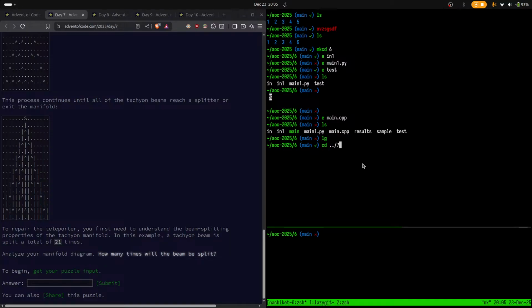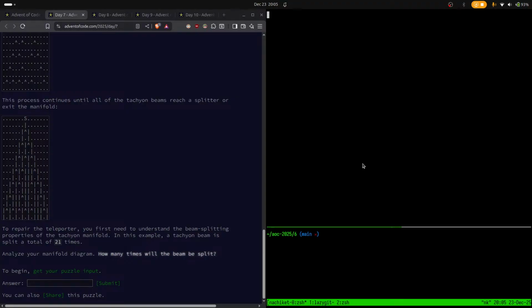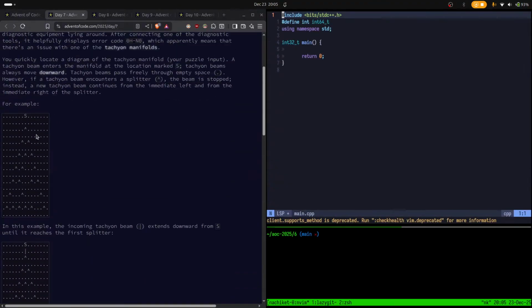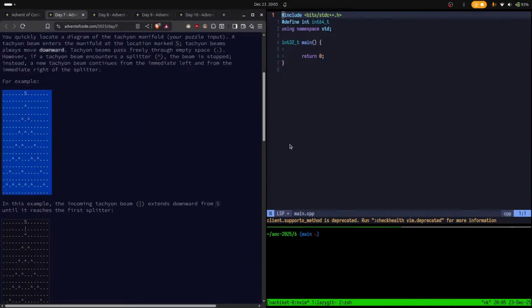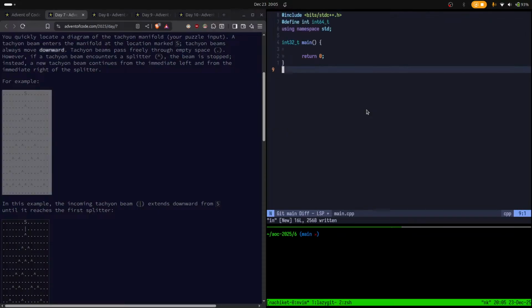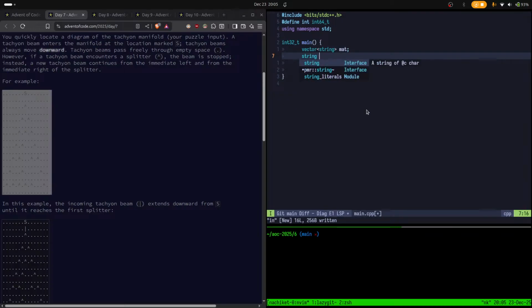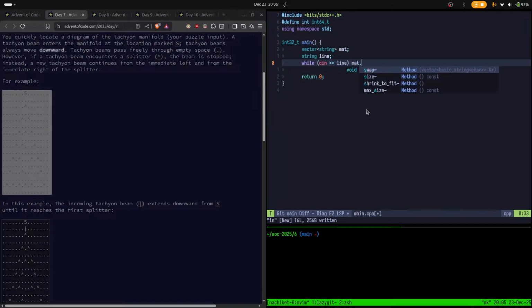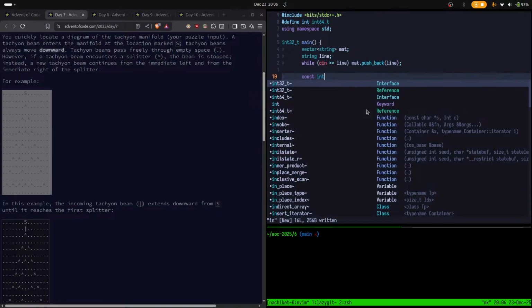Let's start with C++ for this again. Let's grab the input as strings and construct the matrix, with each line in the input as a row. After this, compute the number of rows.